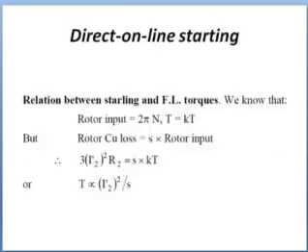Now we can see the direct online starting method. The full voltage is applied to the stator. If the stator is delta connected, then for a delta connected motor the line voltage is equal to the phase voltage. We all know the per phase current is I2 of the rotor, so the total power at starting will be 3 I2 square R2 by S. At starting condition, the slip value S is 1.